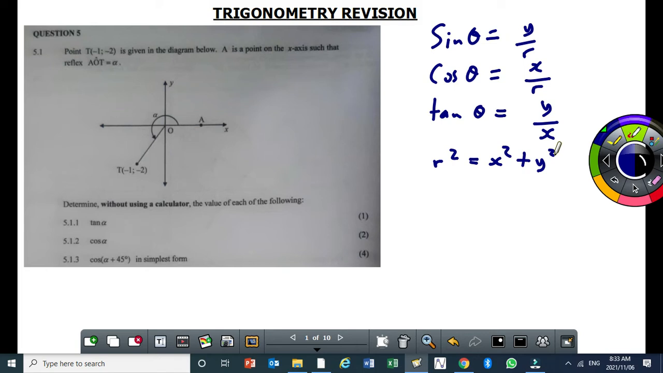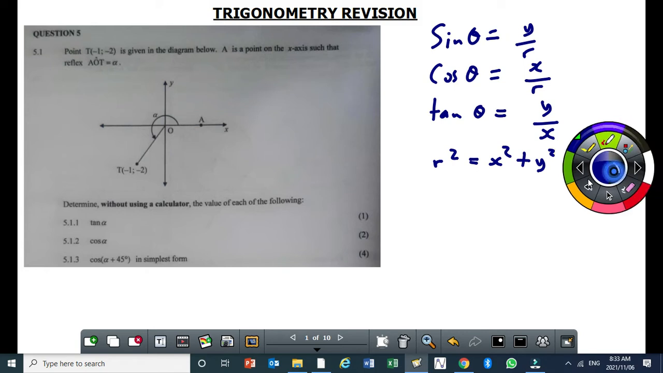The question was saying, determine without using a calculator the value of each of the following: tan alpha. Your alpha is a reflex angle, more than 180 degrees. So before you do this question, you're supposed to determine what r was. If I was you when you wrote this paper, I would have done this.